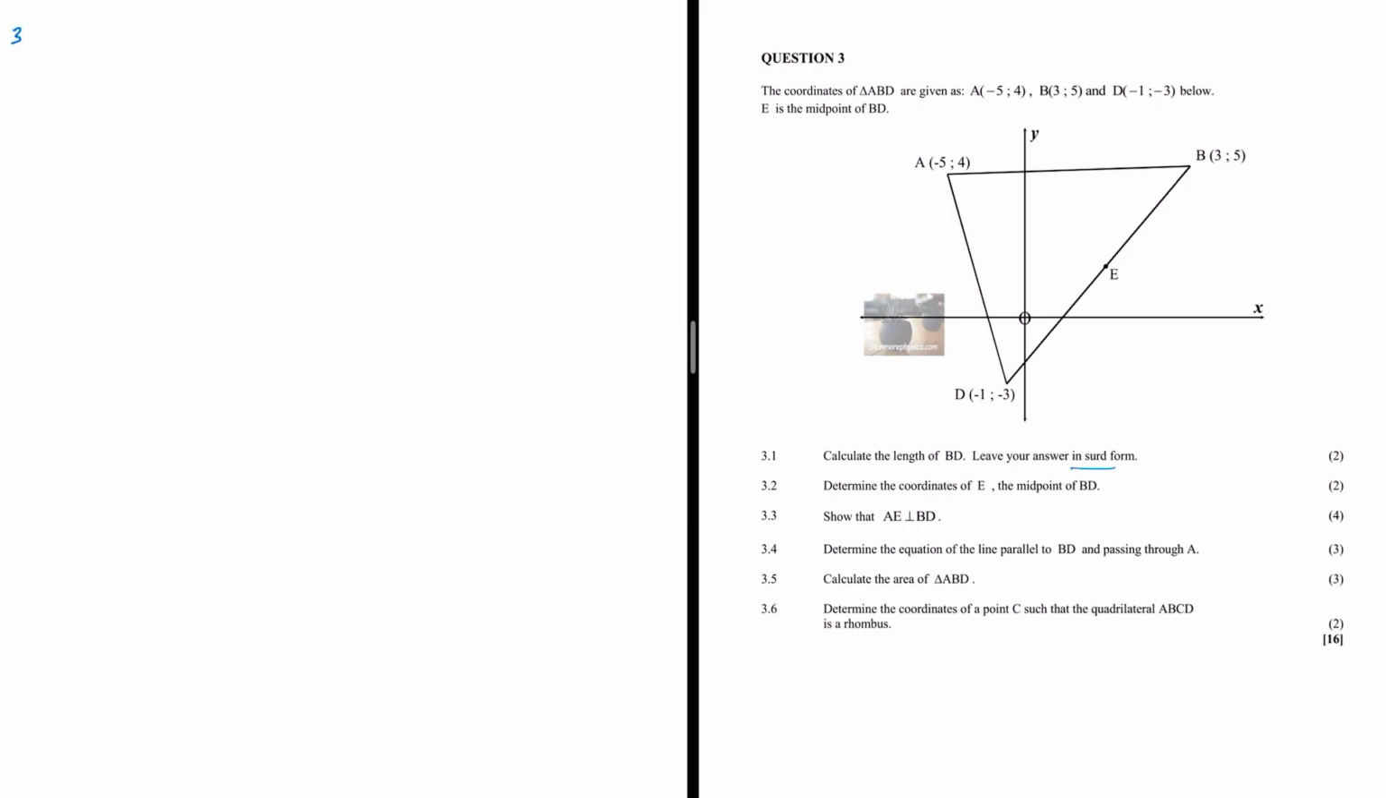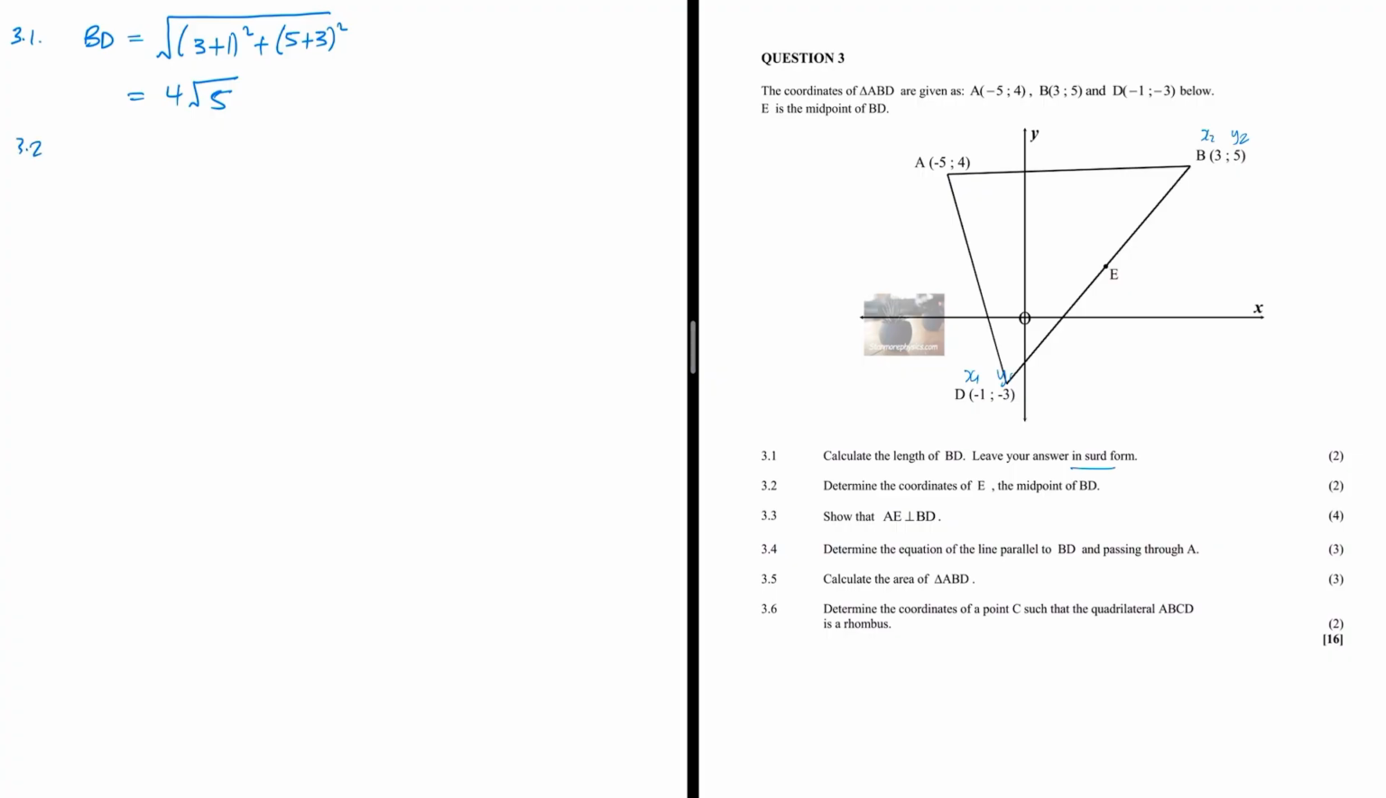So for 3.1, we'll use the distance formula. Now I'm going to label this x2, that y2, that's going to be x1, and that's going to be y1. So BD is going to equal the square root of 3 minus 1, so 3 plus 1, all squared, plus y2, so 5 minus 3, so 5 plus 3, all squared, and that's going to give me the answer of 4 square root 5 after simplifying.